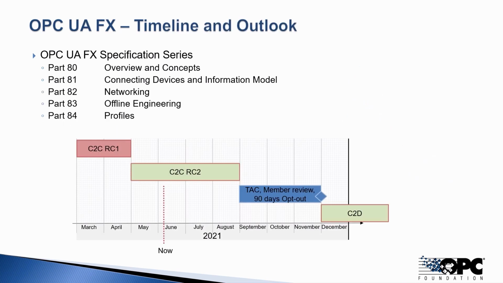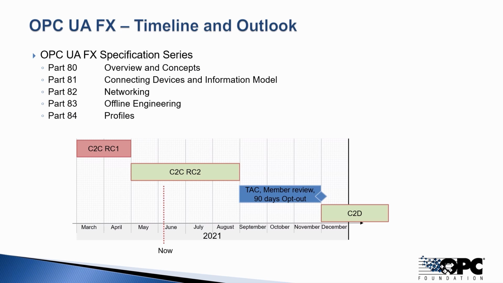Our specification consists of 5 parts, which are part of the OPC UA base specification. Part 80 will cover overview and concepts, Part 81 connecting devices and information model, 82 networking, 83 offline engineering, and 84 profiles.